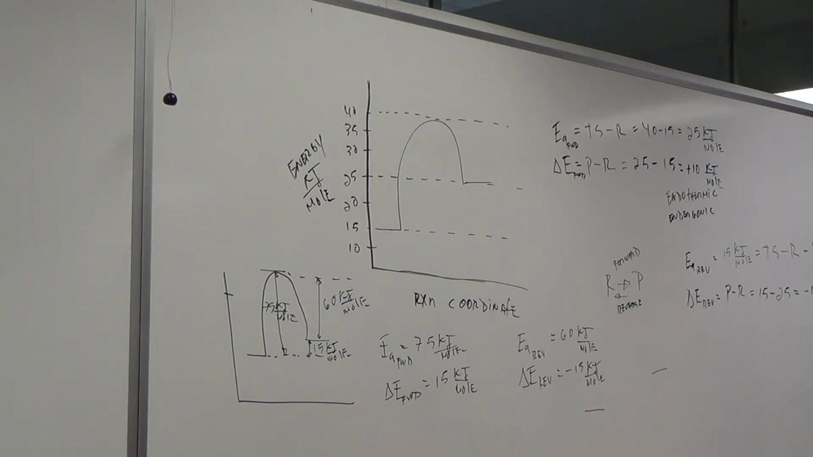Energy of activation for the reverse process. Energy of activation for the reverse: 100 kilojoules per mole. Changing energy for the forward process: 20 kilojoules per mole.